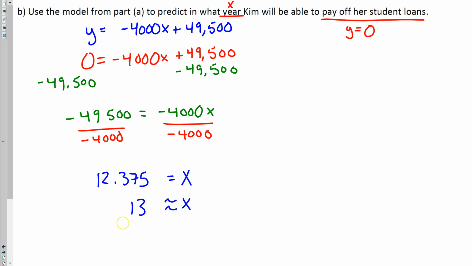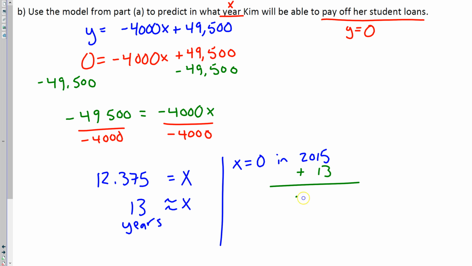But if you notice, they didn't ask for how many years. They said in what year. So we have to put this back in terms of when we started, right? So x was 0 in 2015. And all that 13 is describing is how many years have passed since then. So I need to add my 13 years onto that. And that would be 2028. So she would pay off her loans in the year 2028.